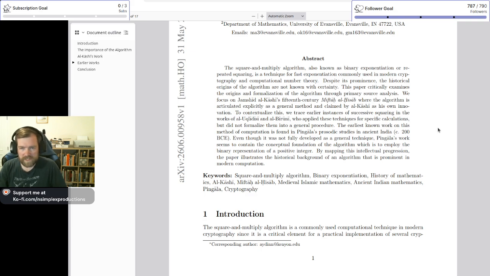To contextualize this, we trace earlier instances of successive squaring in the works of... It would have helped if I had actually read this part beforehand.